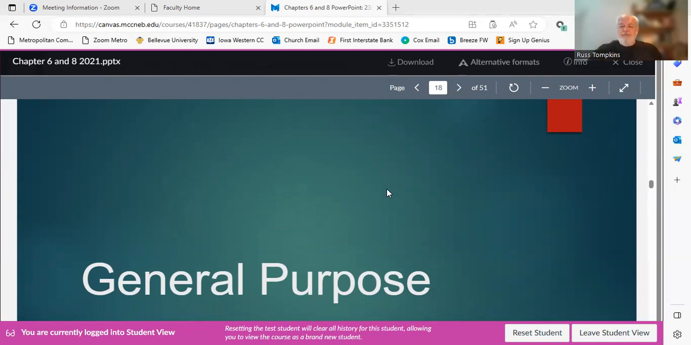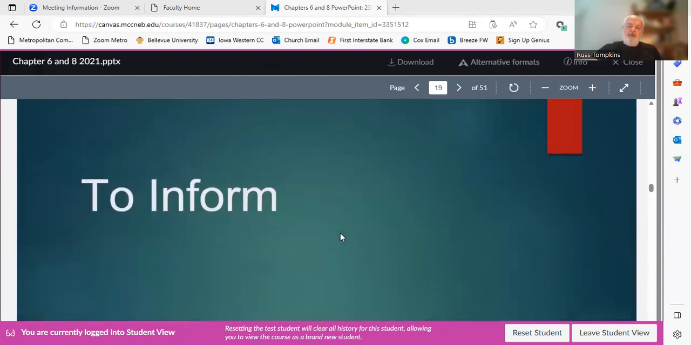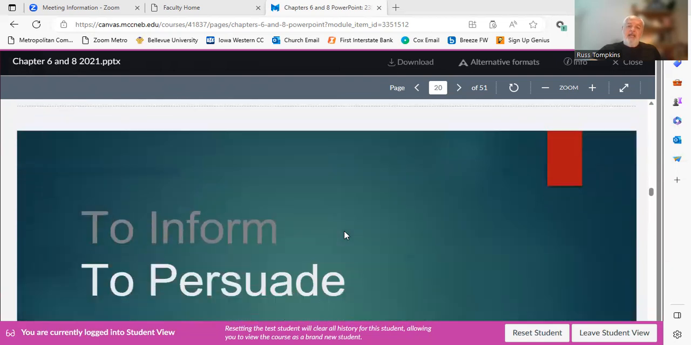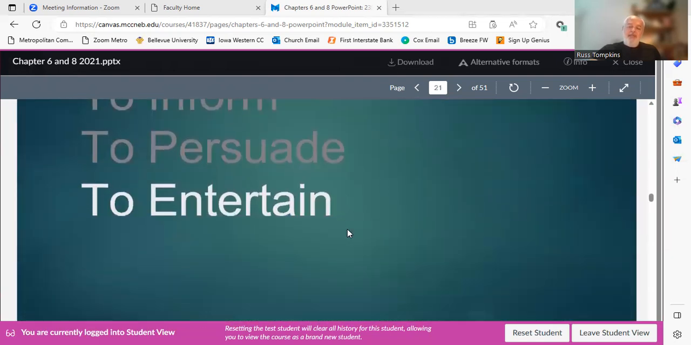So narrow that down. To help you narrow it down, you decide on the general purpose. There are three kinds of general purpose. One is to inform. 90% of the time, that's what your speech is going to be about, your presentation. Another one is to persuade, and a third one is to entertain.